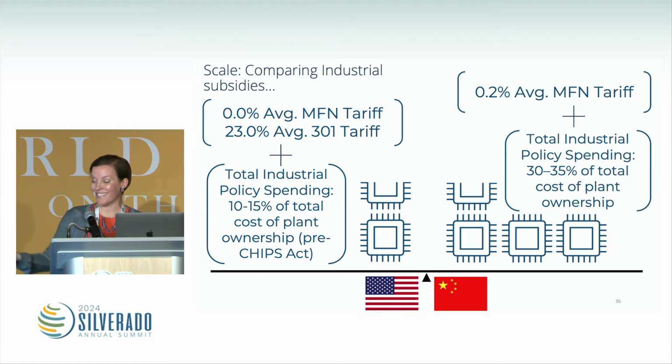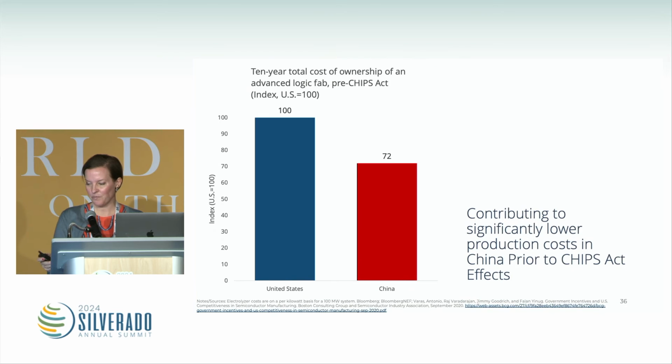China's MFN tariff rate is actually fairly low still. And I think that there are some strategic reasons why that's the case, because they can shuffle back and forth pretty easily between Taiwan, South Korea, and other chip producing markets. All right. The 10-year cost of ownership of an advanced logic fab, pre-CHIPS Act, for the United States is scaled to 100% in this graph. China is just 72%. Prior to CHIPS Act effects, China is a little bit more than 25% cheaper.